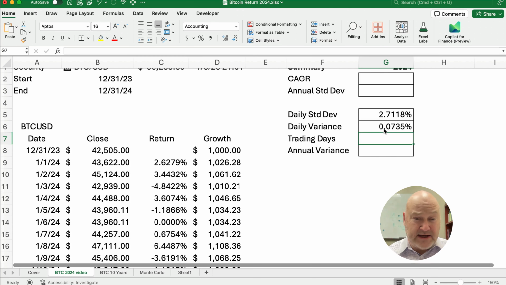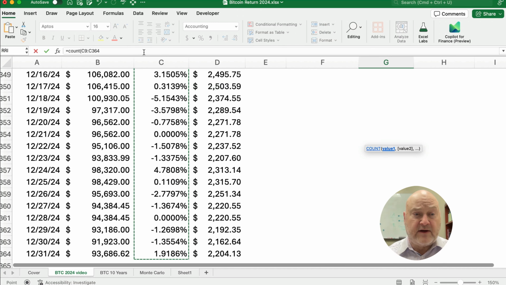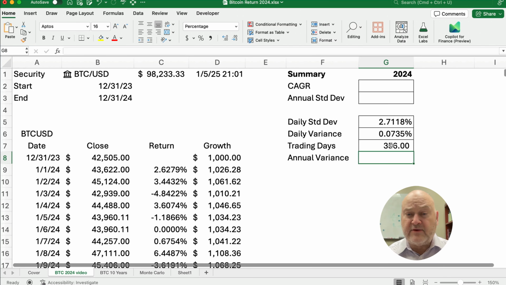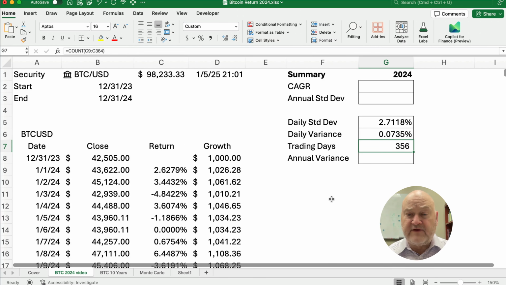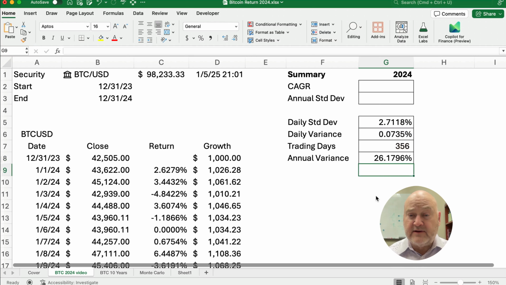And we have how many trading days? Well, I want to do a count on the number of returns I have. So that would give me my trading days. So count this many days, and that many days are 356 trading days. So to get the annual variance, I'm going to take the 7% times the 356. So that gives us 26% is the variance, but typically what we do is we calculate the annual standard deviation.